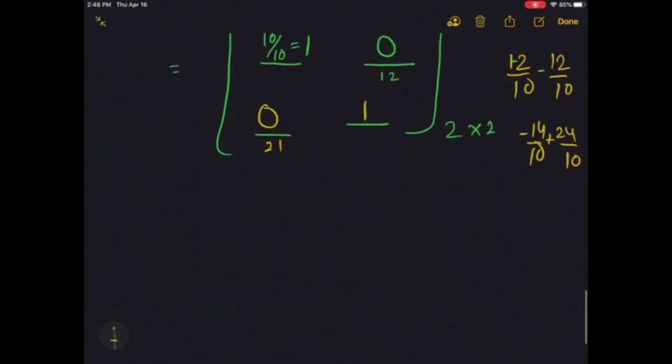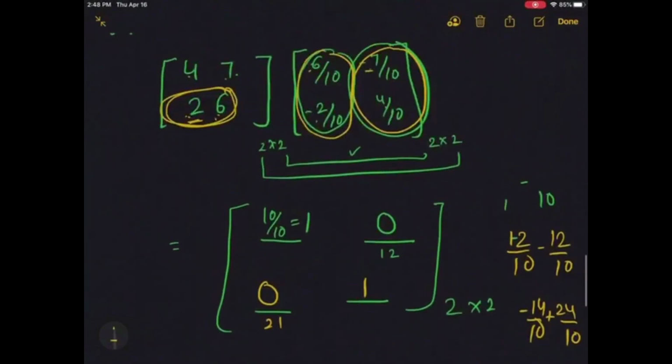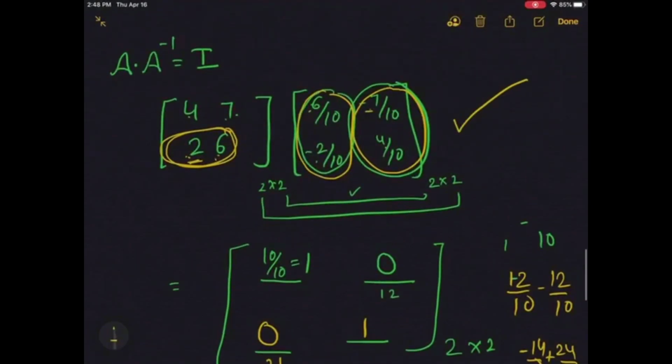Here you go. If I simplify the entire thing, my answer is the identity matrix. It means this matrix is actually the inverse of the original matrix. Again, you don't have to check all the time. I showed you just to show that this process actually works. So this is pretty much all.